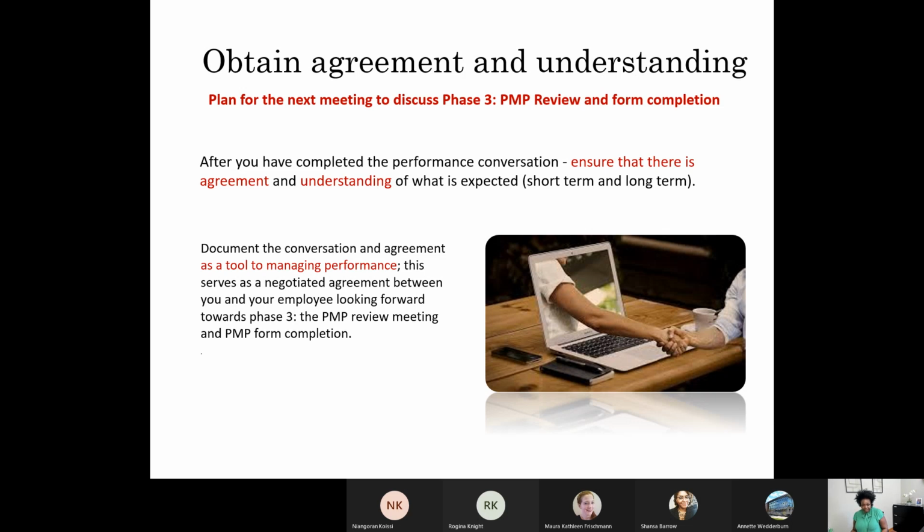Obtain agreement and understanding. That's important. As you're planning for the next phase, which is the PMP completion form, you want to obtain the buy-in on what they're supposed to do and what you've documented that you're going to be looking for. So ensure that there's agreement and understanding in the short term and also in the long term. Again, document the conversation and an agreement as a tool to manage this performance. This agreement will serve as your negotiated agreement between you and them.